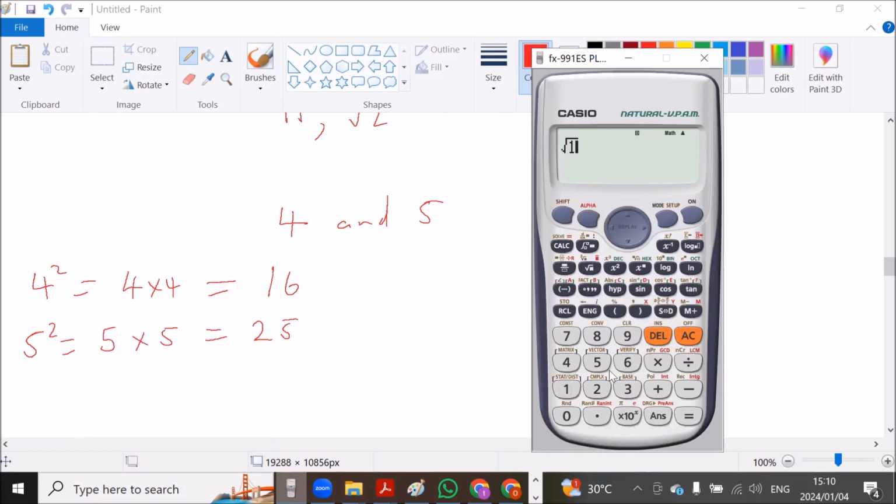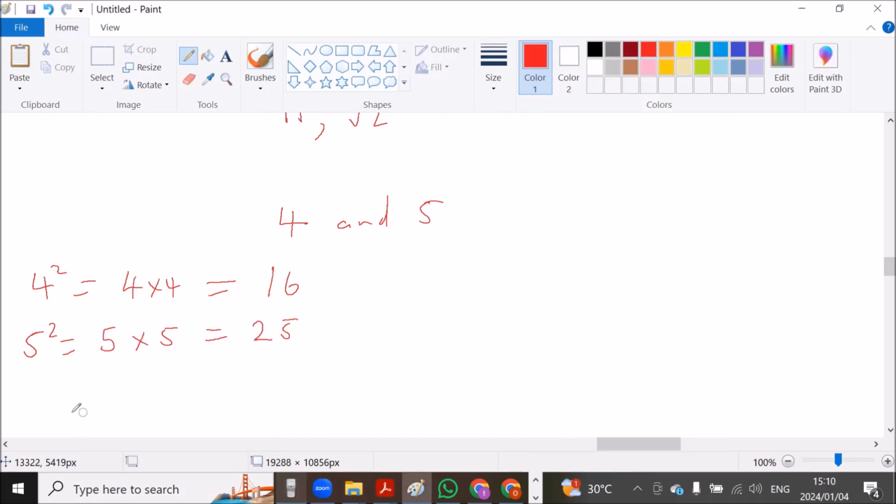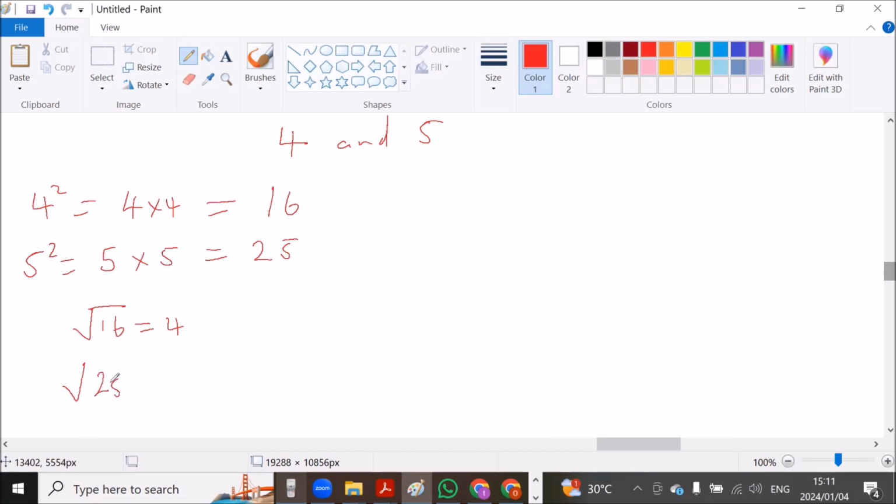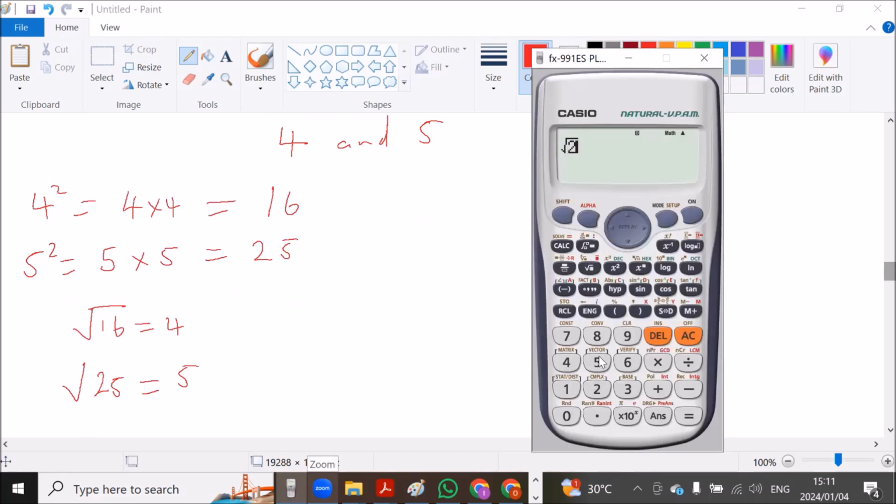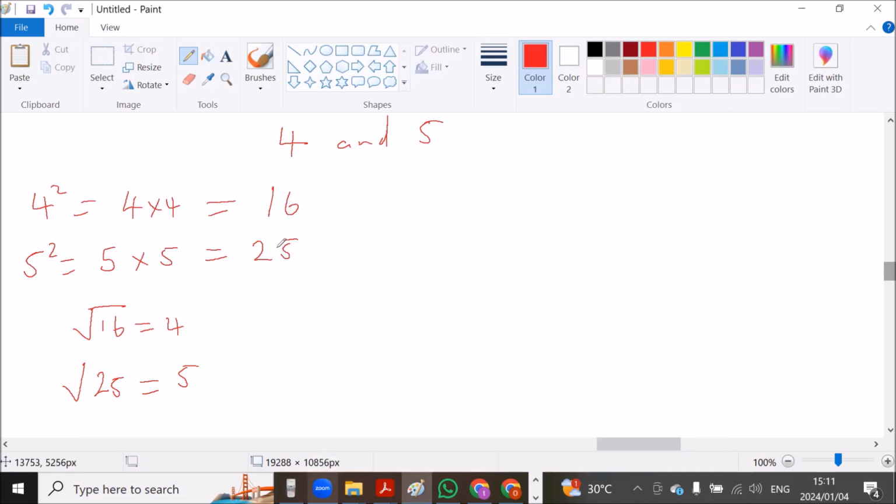Square root of 16 is 4, since 4 squared is 16. Square root of 25 is 5. These numbers, 25 and 16, we call them perfect squares because they are obtained from squaring integers.